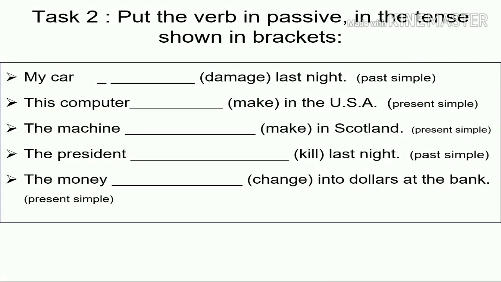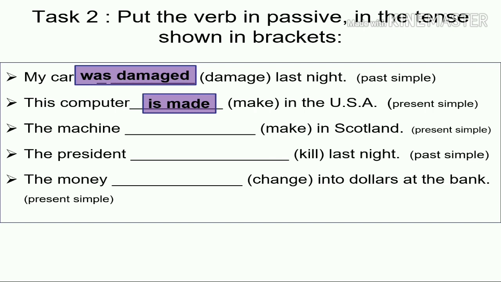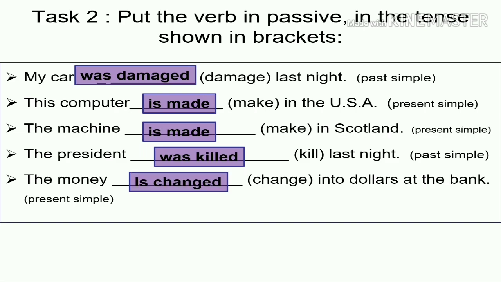Now we have the tenses. Let's put the verbs in the tense in the correct form. My car was damaged last night. This computer make in the US, present, is made, right? The machine make in Scotland, present simple, is made, right? The president killed last night, past simple, was killed. The money changed into dollars at the bank, present simple, is changed.